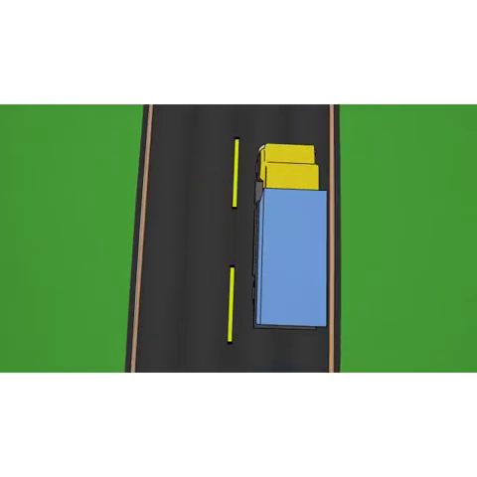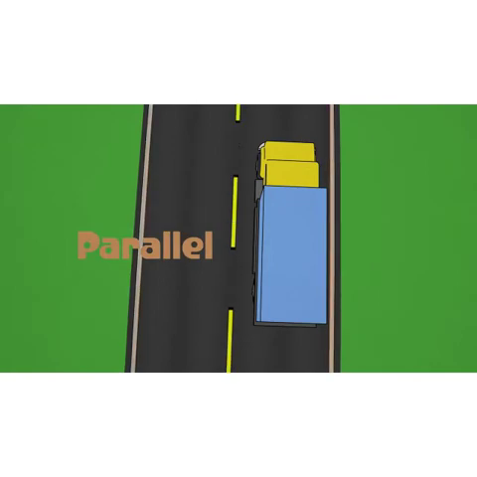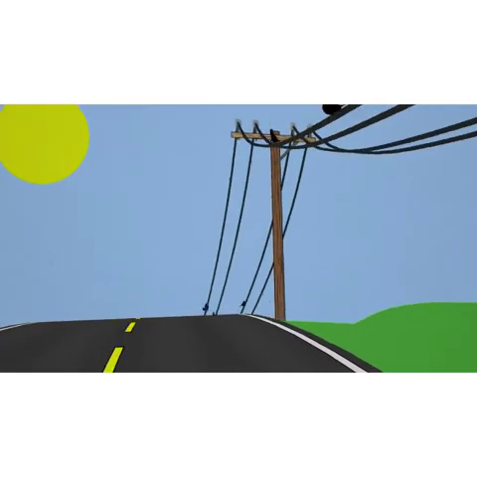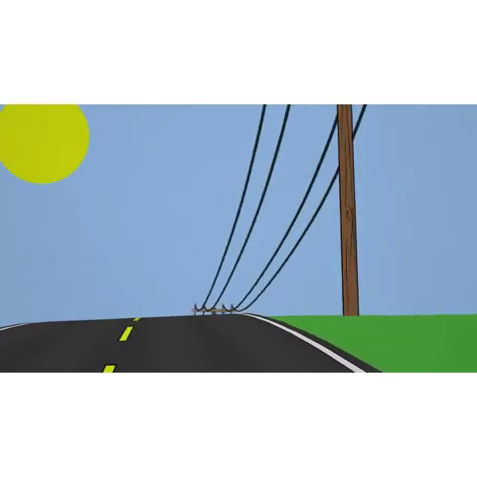When two lines will never touch, then you can tell that those two lines are parallel, like these telephone wires up above the street. Parallel lines will never meet.